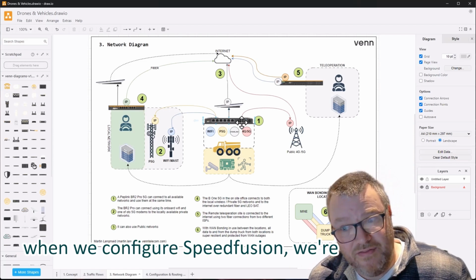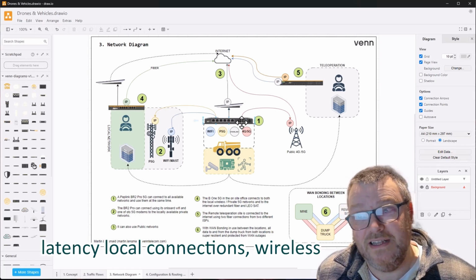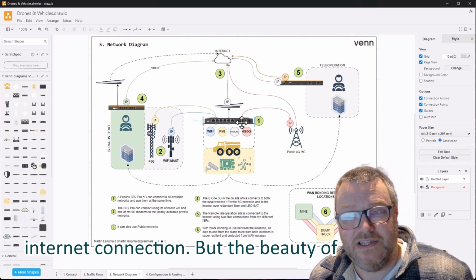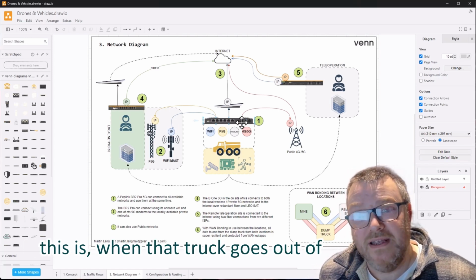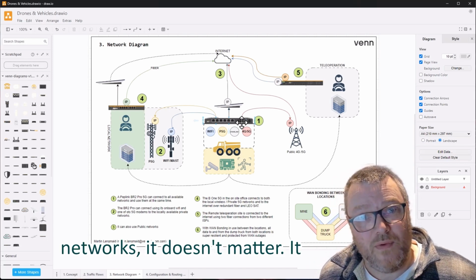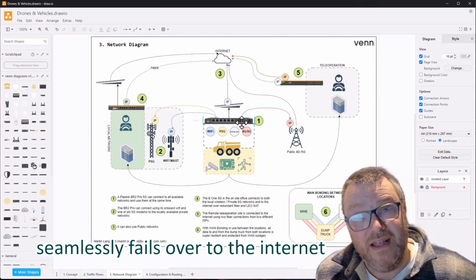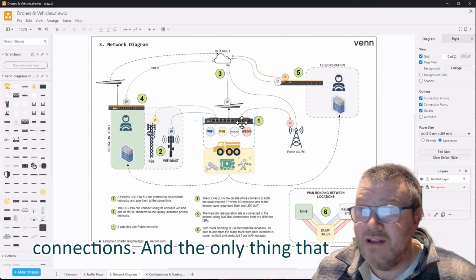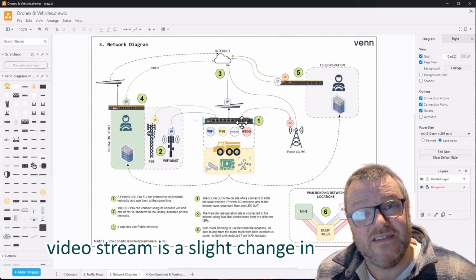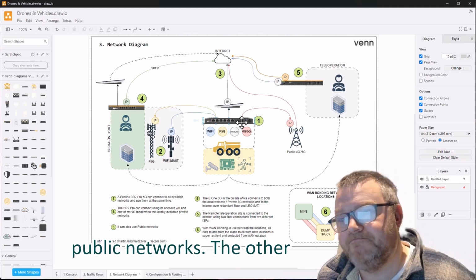Now, as we saw earlier, we want low latency and high bandwidth. So when we configure SpeedFusion, we're going to favor the low latency local connections, wireless connections, over a higher latency internet connection. But the beauty of this is when that truck goes out of coverage of those private Wi-Fi networks, it doesn't matter. It seamlessly fails over to the internet connections. And the only thing that changes in that experience of that video stream is a slight change in latency as it goes from local networks to public networks.